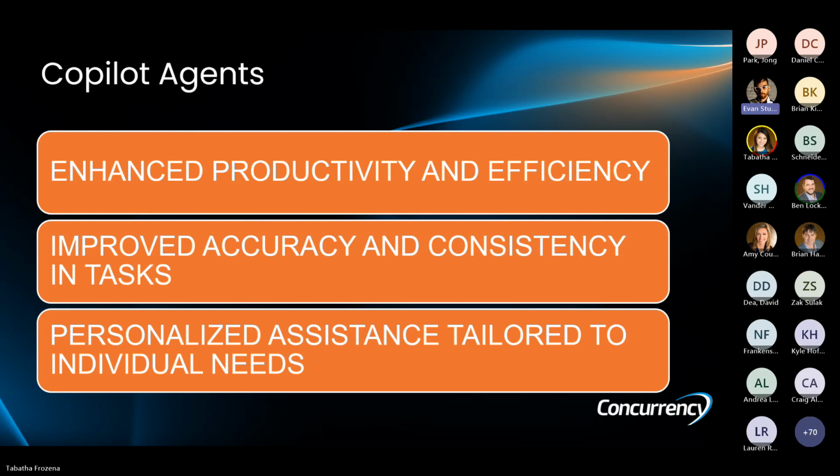So with this slide here, we're talking about what they do. They enhance your productivity and efficiency. Copilot agents take on mundane and repetitive tasks, freeing up your time to focus on more strategic and creative endeavors. And by automating routine activities, such as data entry, scheduling, report generation, these agents help you accomplish more with improved accuracy and consistency in tasks. Now, human error is an inevitable part of manual tasks. Copilot agents, with their precise algorithms and data processing capabilities, ensure a higher degree of accuracy and consistency in your work. This reliability is particularly valuable in fields that require meticulous attention to detail, such as research, customer support, and project management.